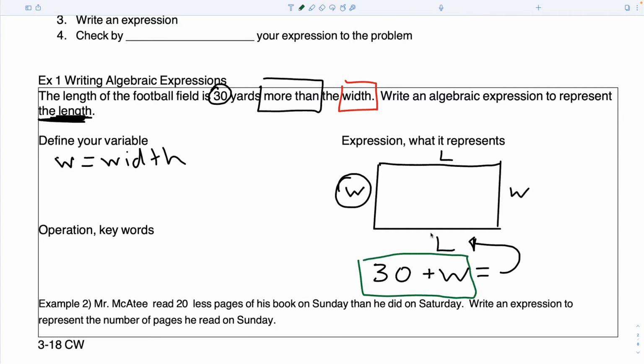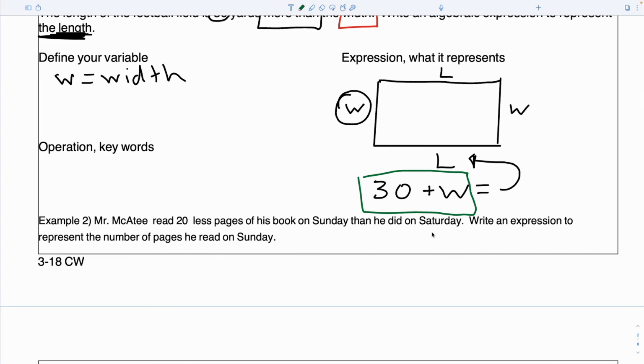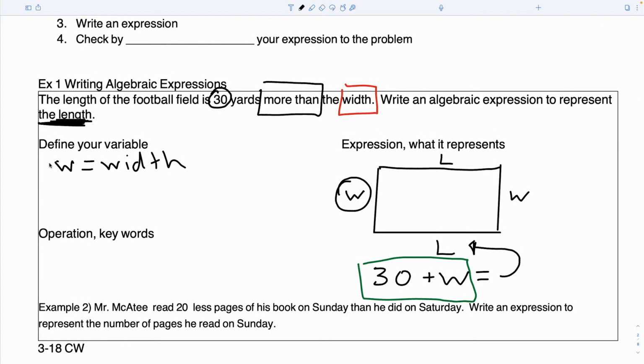30 plus W. I don't know what the length is because they haven't told me. I don't know what the width is because they haven't told me. This is as simple as we can make it. Let's go back and look for some keywords. So I saw more than meant addition.